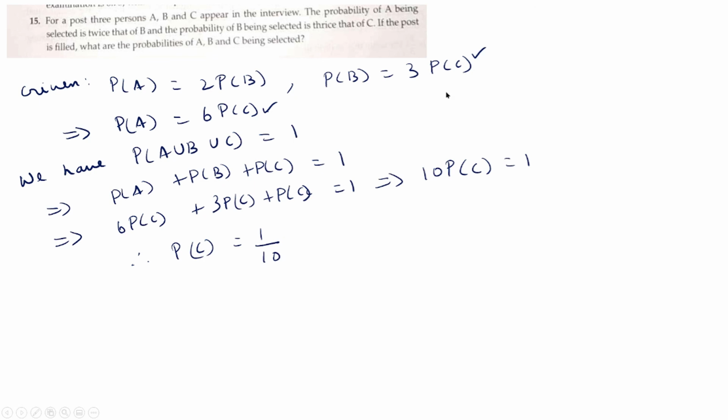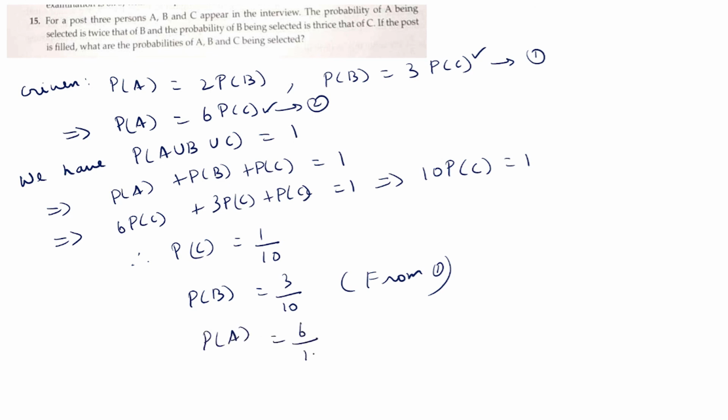Now if we substitute P of C here, we can find P of B. P of B equal to 3 by 10. Let us take this as 1 and this as 2. So this is from 1. And P of A is equal to 6 by 10. Here we can substitute P of C. This is from 2. So this is equal to 3 by 5. So the probability of A getting selected is 3 by 5, B getting selected is 3 by 10 and C getting selected is 1 by 10.